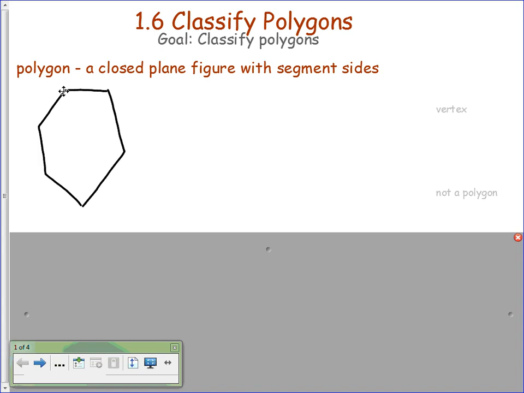Now, granted that I cannot draw a perfectly straight line, but this is called a polygon because it is closed and it has segment sides. Each of these points is called a vertex. So that is what a polygon is. Things that are not polygons.